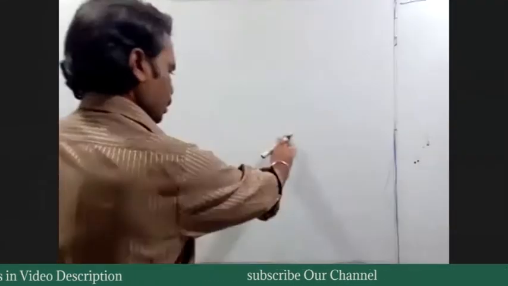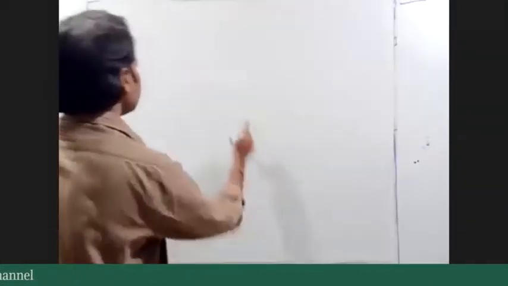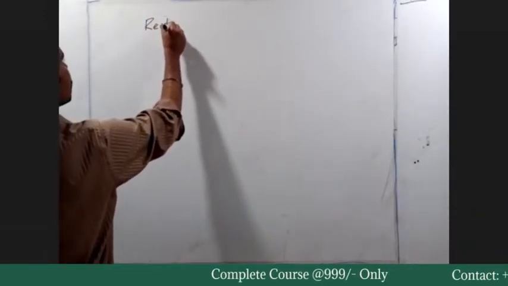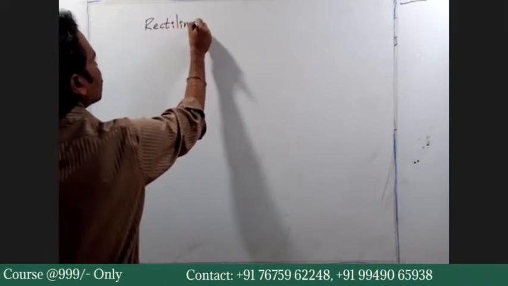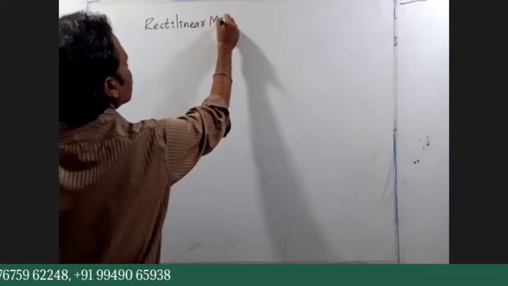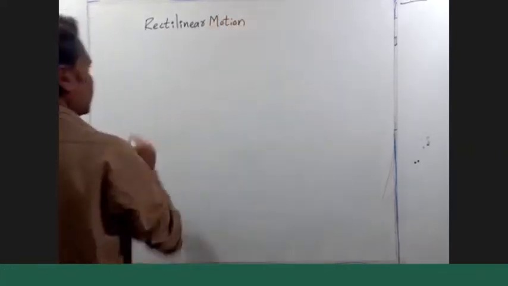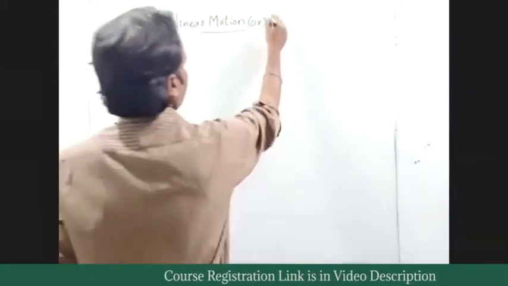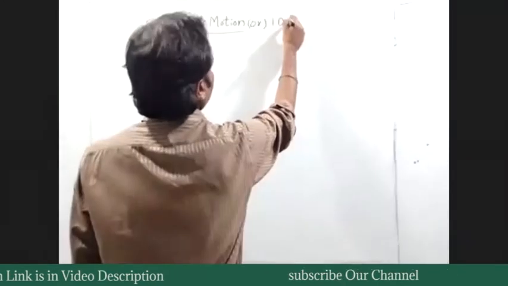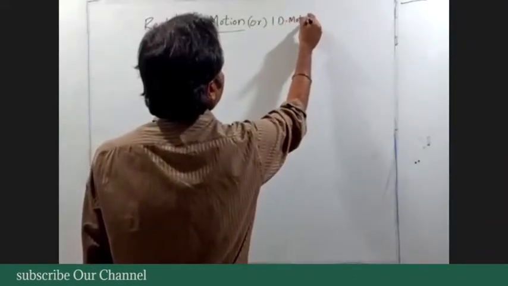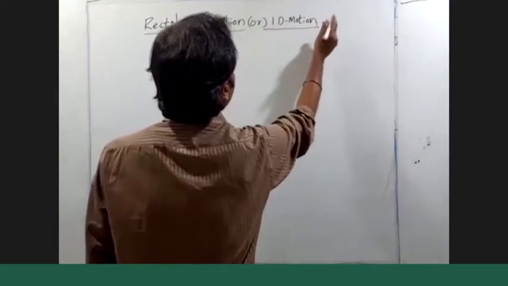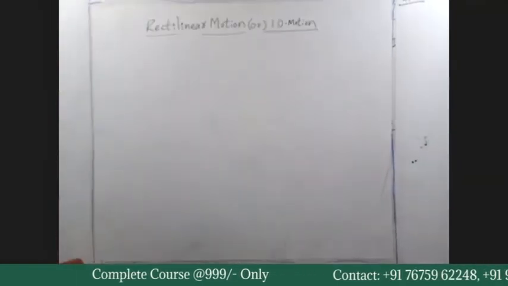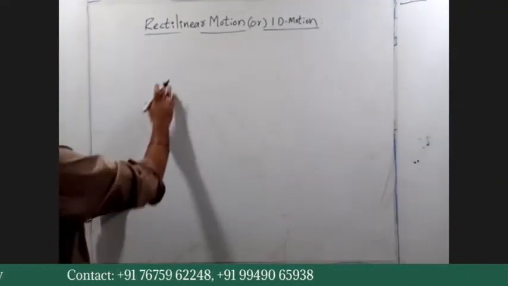Right, so we have started rectilinear motion. Rectilinear motion, or one dimensional motion, or motion in a straight line.